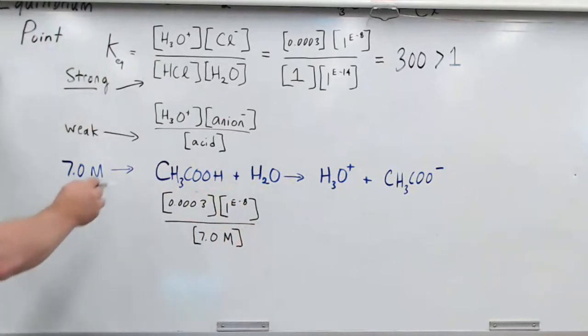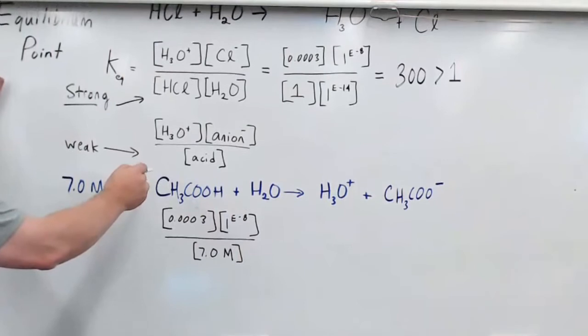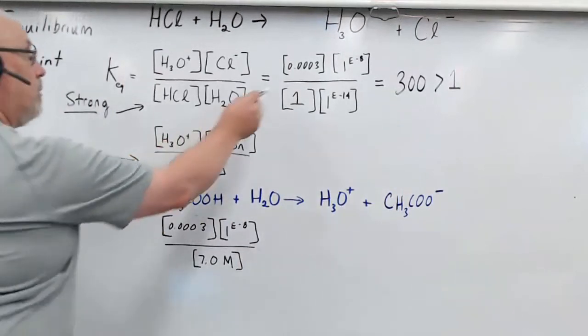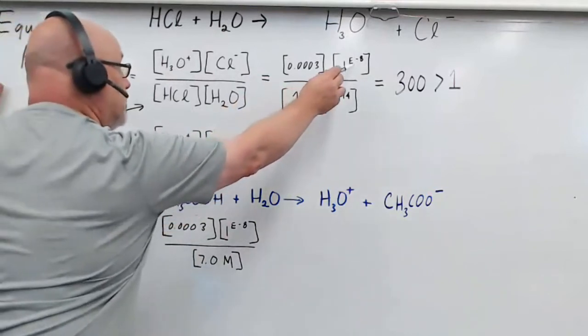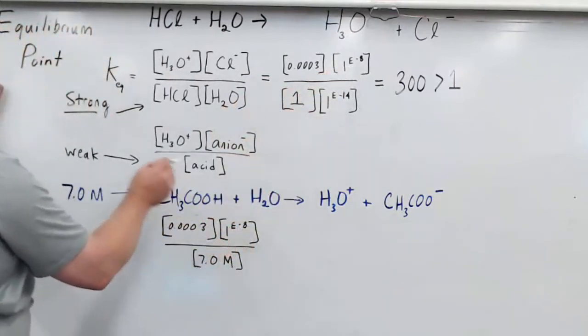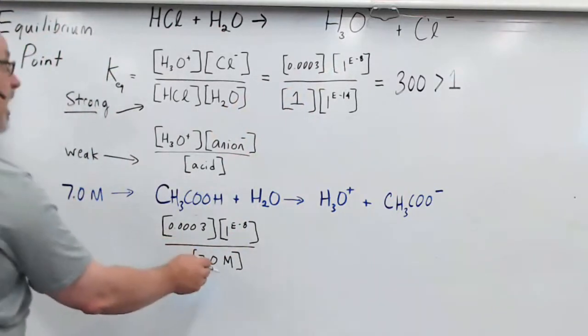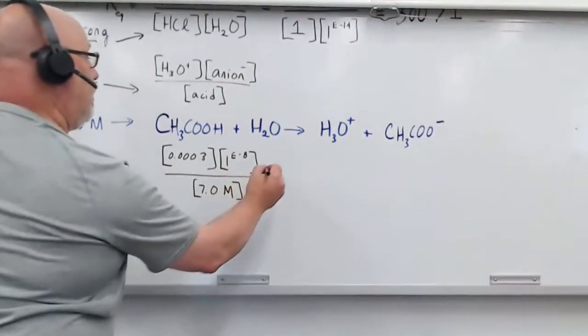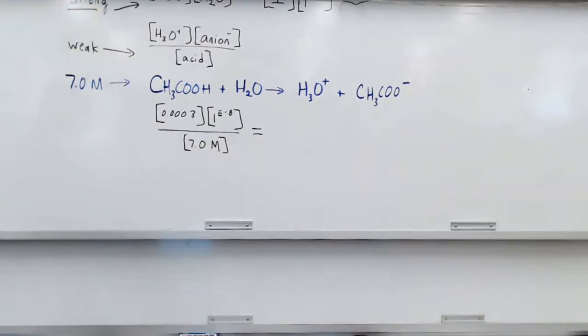Okay, so again, this is the weak acid. This is the formula that we're following. And we're being told that the hydronium is 0.003, so we put that there. The anion is 1 times 10 to the negative 8th, we put that there. And then the original concentration of the acid is given in molarity, and we put that on the bottom there. And now we can just set this up and solve: 0.003 times 1 times 10 to the negative 8, the whole thing divided by 7.